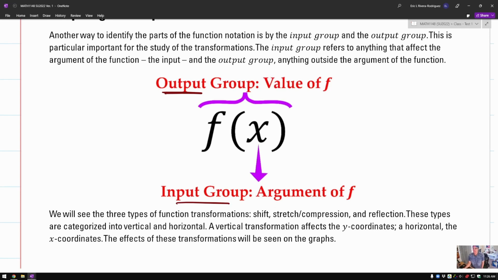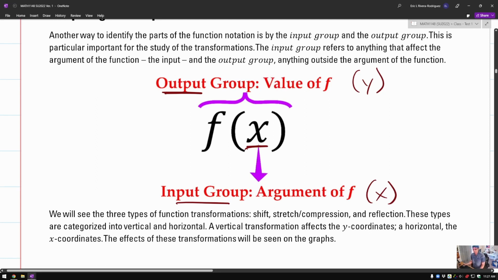The input group is the argument of the function or anything that affects the input. Anything that happens inside the argument of the function that goes directly and affects the input of the function belongs to the input group. Everything else outside is the output group, the y coordinate. Y coordinate, x coordinate. Keep that in mind because we are going to see how those effects apply to the coordinates of the values or points of the function.